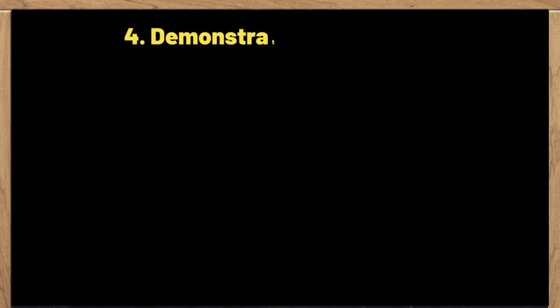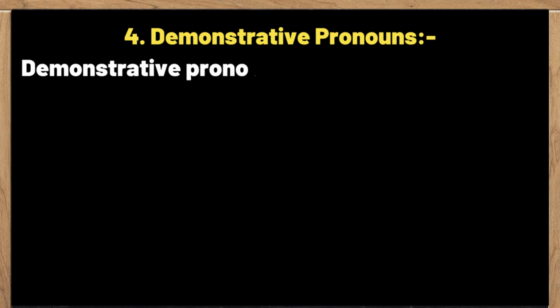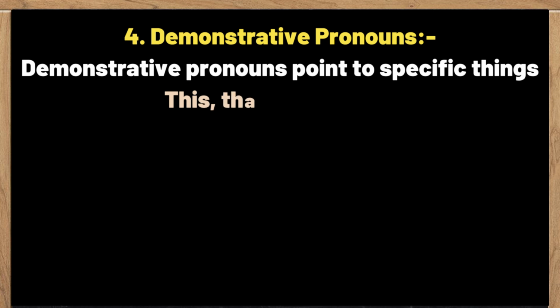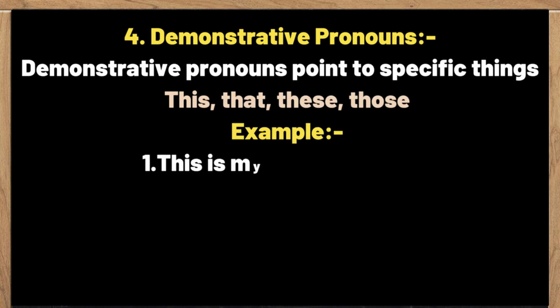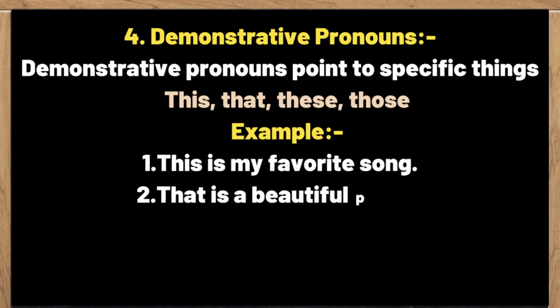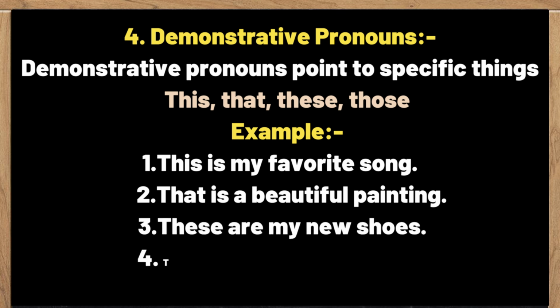4. Demonstrative pronouns. Demonstrative pronouns point to specific things: this, that, these, those. Example. 1. This is my favorite song. 2. That is a beautiful painting. 3. These are my new shoes. 4. Those are my old books.